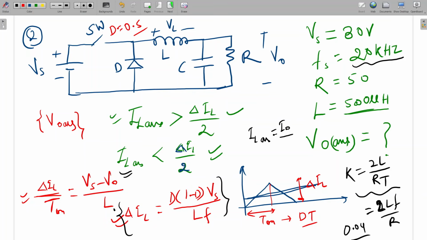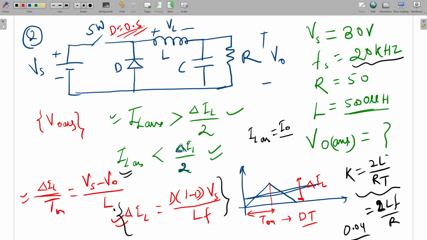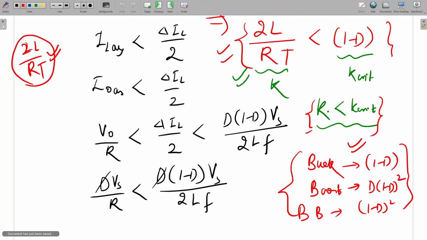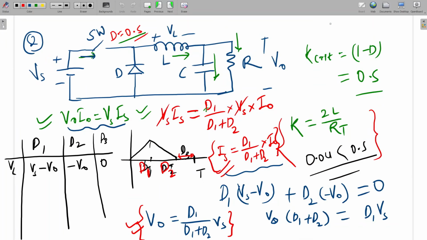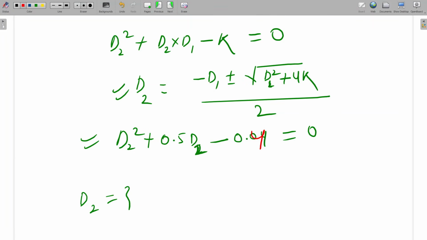Okay, 0.4 and how much is 1 minus d? 1 minus d was 0.5. See, previously this d is 0.5. K critical was 0.5. So 0.4 is less than 0.5. Okay, this discontinuous conduction is satisfied. So k value is 0.4. K is equal to 0.4. Okay, so this value we will put here, minus 0.4 should be equal to 0. So what will be d2?